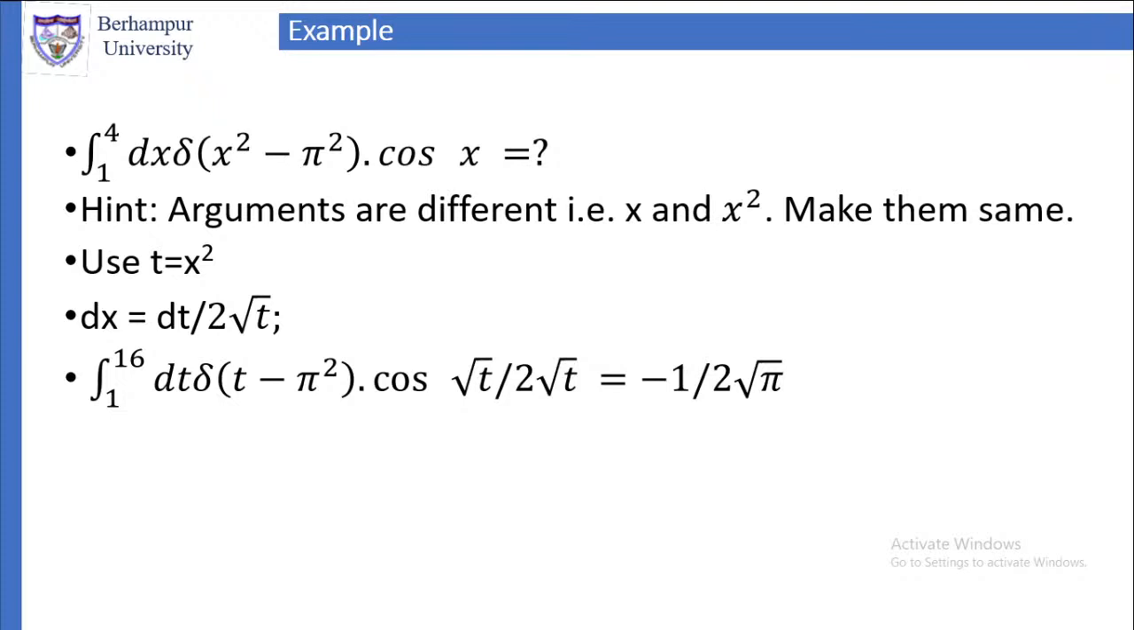So it is of the form delta(x − a) f(x), where f(x) is equal to cos x by x. So use that. The integration will be cos(π²) by π². So from that, root t will give you pi, and from that you will get root pi. The numerator will give you 1. Okay.